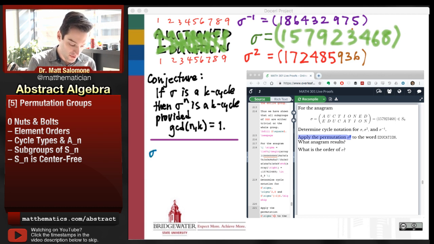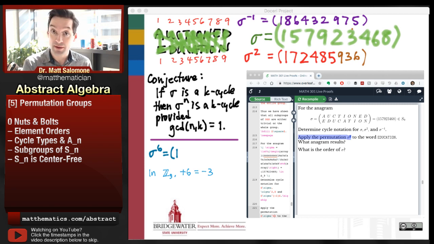So to figure out sigma to the power 6, I'm going to use that same principle that we used to figure out these other powers of sigma. I'm going to start with my position number 1, and then I'm going to take 6 steps to the right from position 1. But before I do that, let's make the observation that in Z mod 9, adding 6 to a number is the same thing as subtracting 3 from that number. Right? Positive 6 and negative 3 are congruent mod 9.